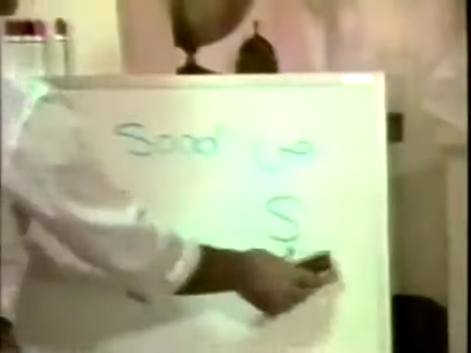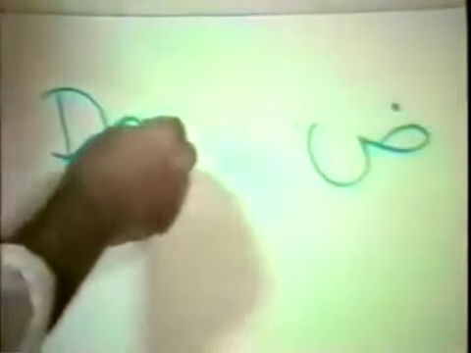The next letter looks exactly the same, except it has a dot on top of it. And this makes it Dad. This is a heavy D.